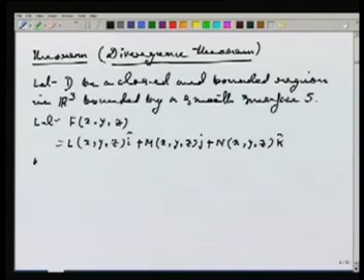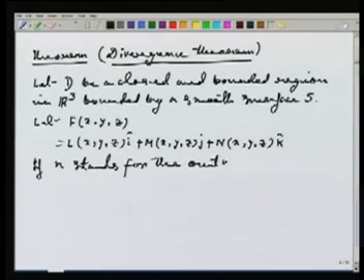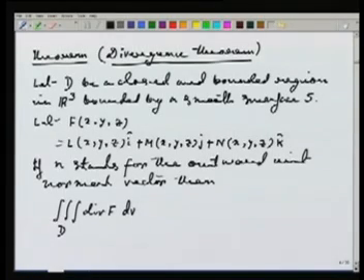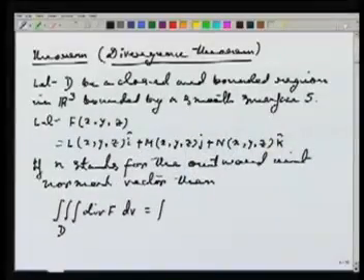Okay. Now, if n stands for the outward unit normal vector, then the triple integral over D of divergence F dV, that is the three-dimensional integral over the region D. So actually what we would mean is divergence F at (x,y,z) dx dy dz. Okay. So I can write it in this form.